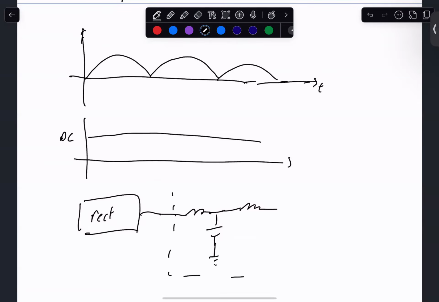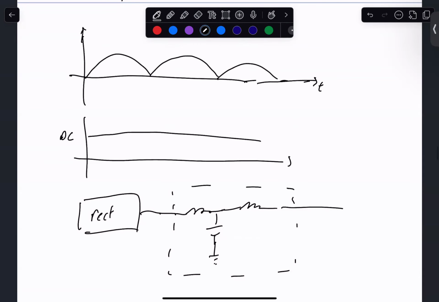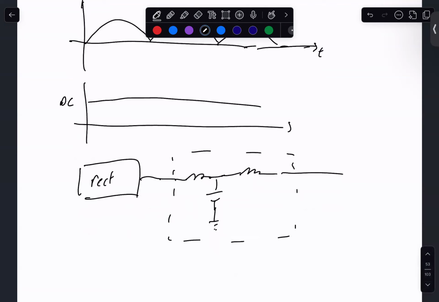So we have this filter, and what this filter does is smooth out the waveform, so make it much more DC. But filter element analysis is not that hard, but it is a bit involved. There are a lot more equations. So for this class, we're going to ignore filtering. We're going to think just in terms of average quantities.